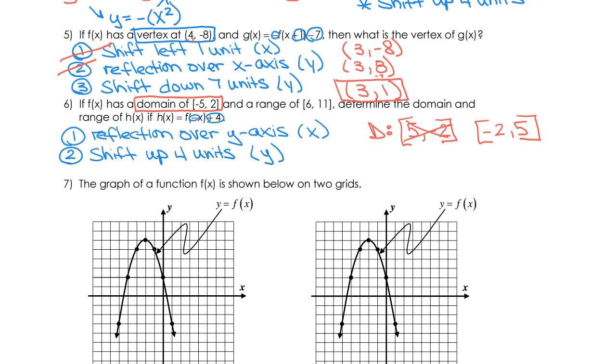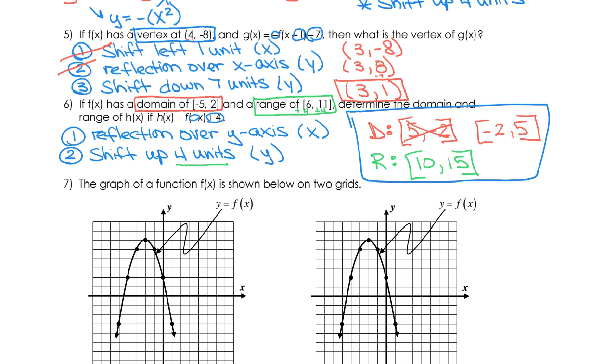Okay. Our range goes from 6 to 11, and we're going to shift it up 4. So everybody gets shifted up 4 units, okay, which means all we're going to do is add a 4 and add a 4. Since those are both y values, they're both going up 4. So 6 up 4 becomes a 10, and 11 up 4 becomes a 15. Okay, and we're going to go ahead and put our square brackets back around them, and there is our domain and range.